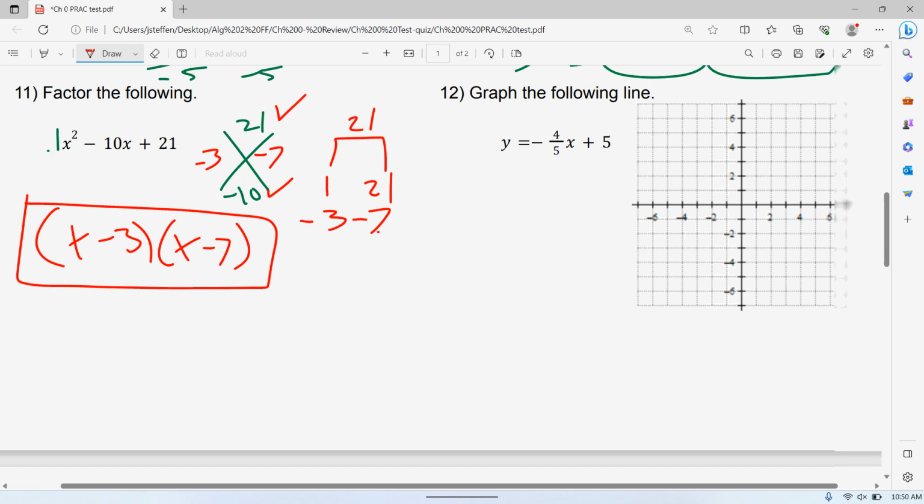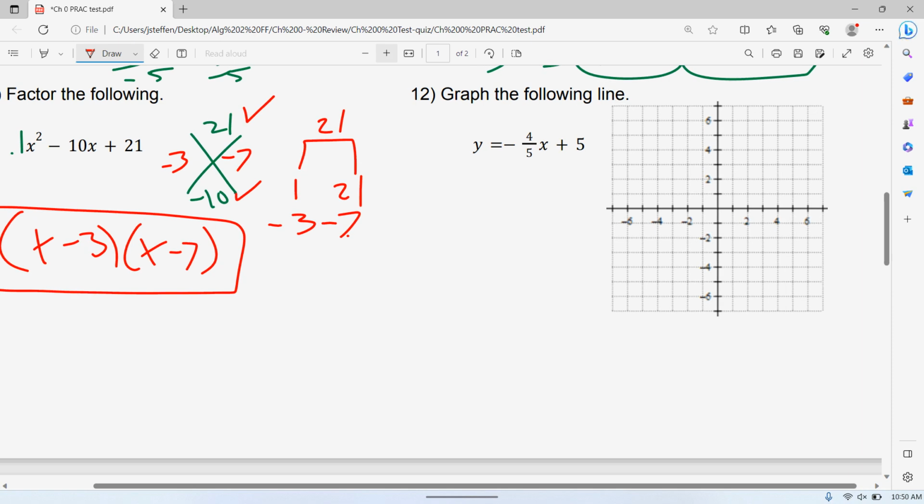This next one, graph that line. I make that a plus and put my negative with my numerator. My y-intercept is 5, and then my slope is down 1, 2, 3, 4 over 1, 2, 3, 4, 5. So that's my point. So that is my line.